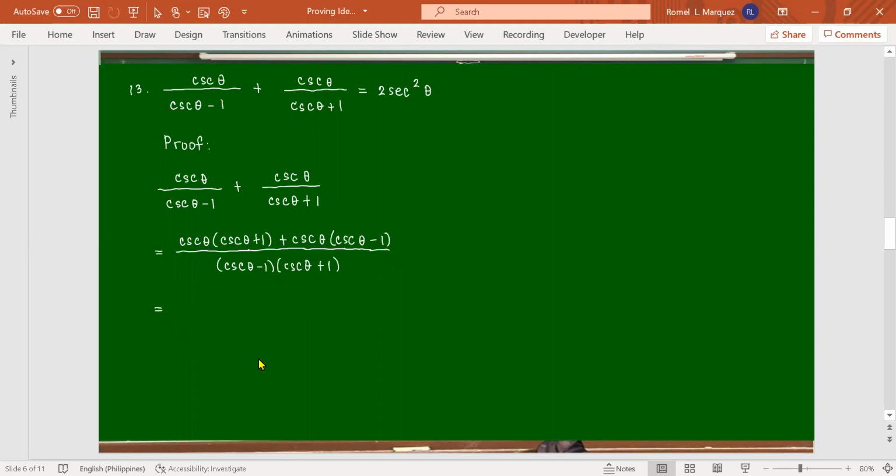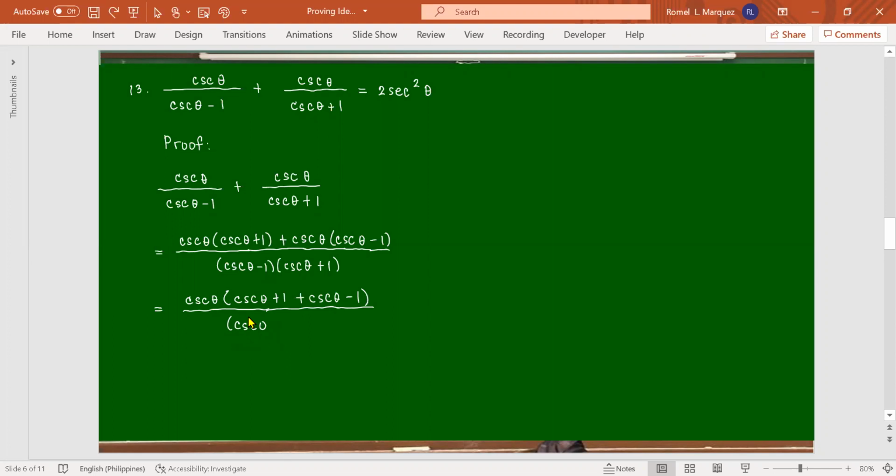Common cosecant theta, let's factor that out in the numerator. So what is left here? Cosecant theta plus 1 here, cosecant theta minus 1, after factoring out cosecant theta, common to each term in the numerator. So let's now make a fractional bar all over cosecant theta minus 1 times cosecant theta plus 1.